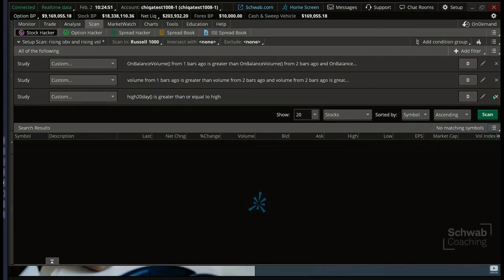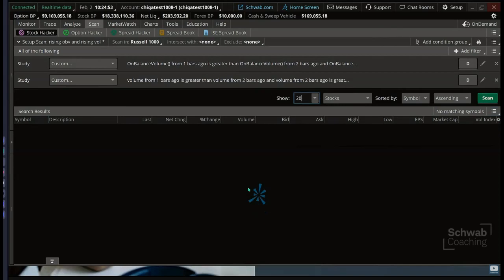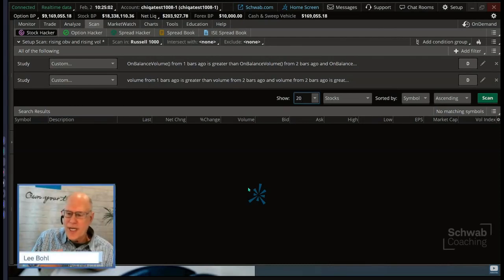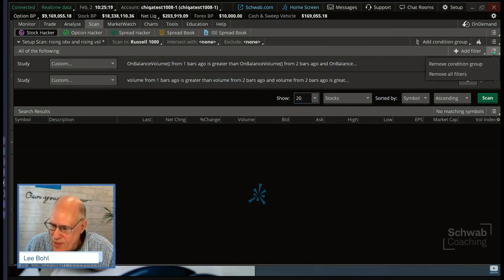Now, another thing that you can do, and these are just ideas, is this: whatever signal you have, if you want this volume confirmation, you would add that first to your scan and then put your other signal on top of it. So I'll show you another way that you can do this too. I'll show you this one.